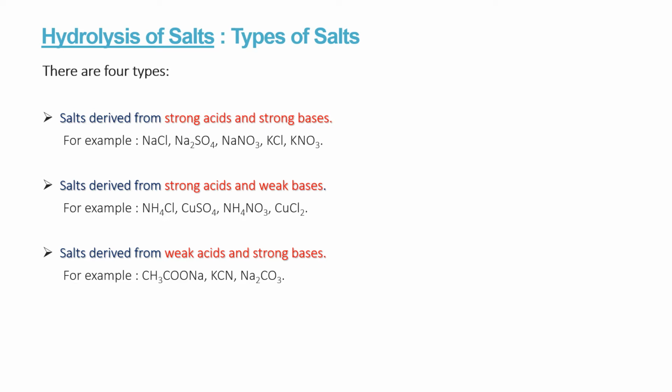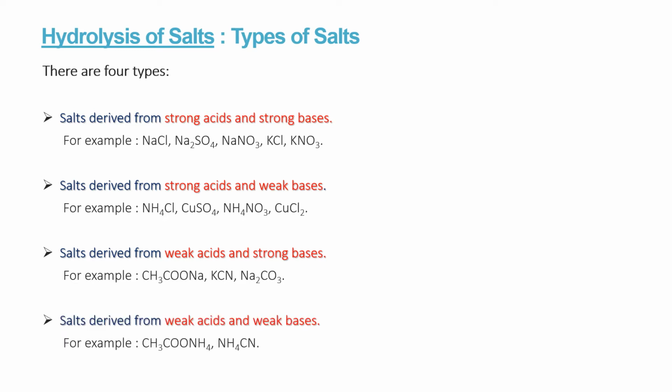So example is CH3COONa. Now in this case CH3COONa means what? It is derived from acetic acid, that is CH3COOH, and NaOH. Okay. Next example is your KCN. So KCN is formed due to KOH and HCN. The next example is Na2CO3. So in this case, your weak acid is H2CO3 and strong base is NaOH. They react and you get Na2CO3 salt from that.